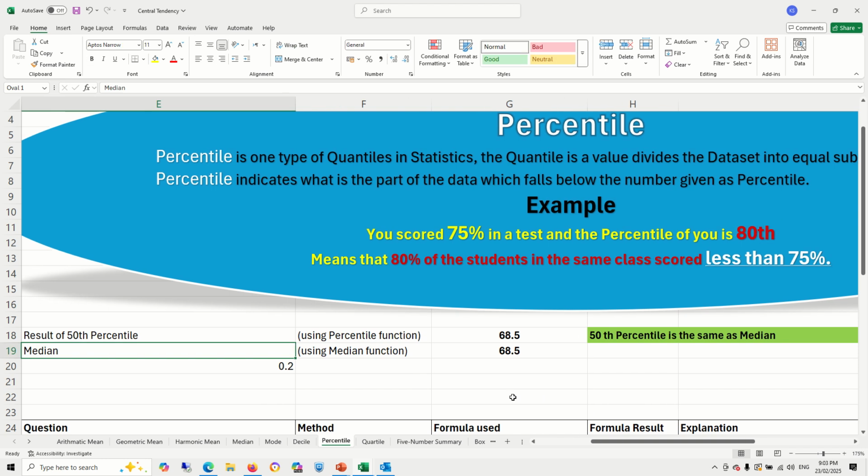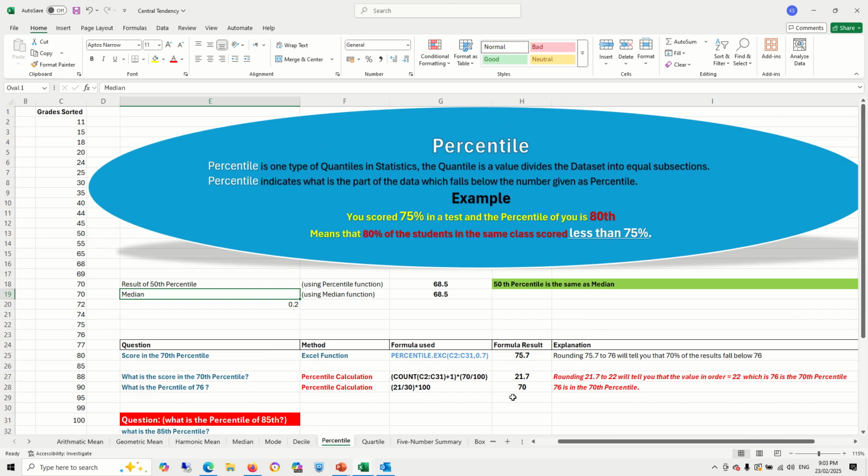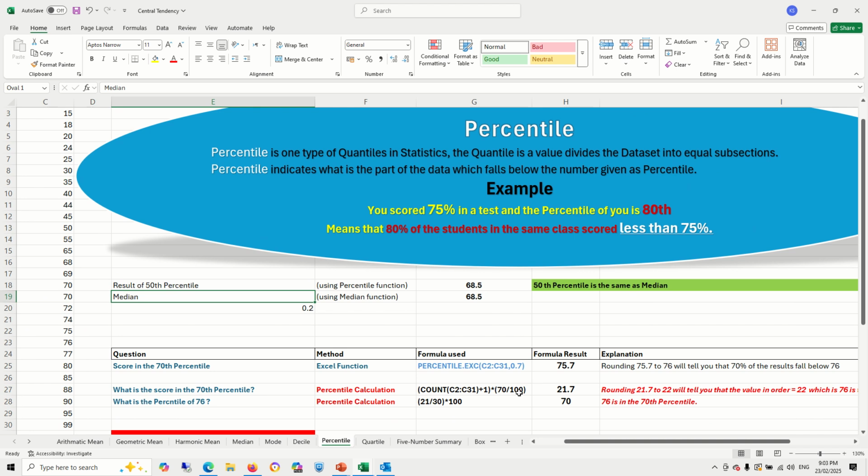It's important to note that the 50th percentile is exactly the median. So the median is the 50th percentile. So now we know that the 5th decile is the median, and also the 50th percentile is the median.